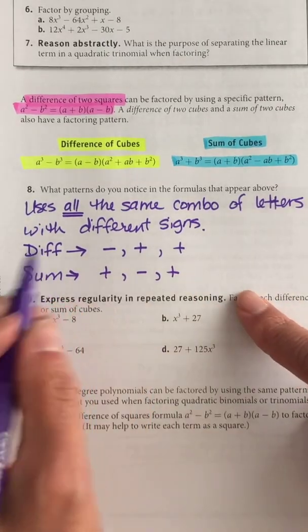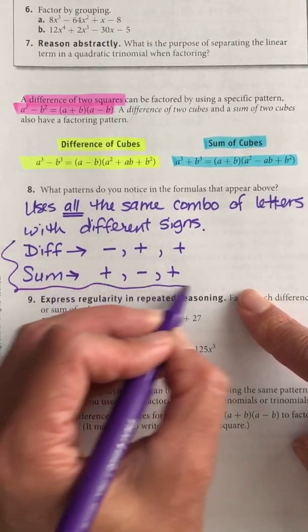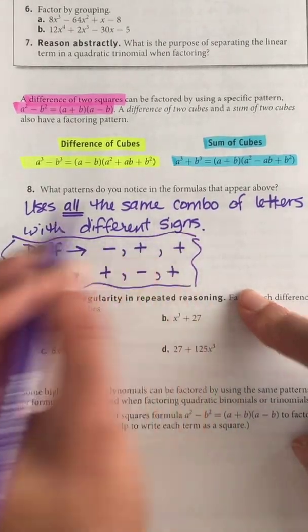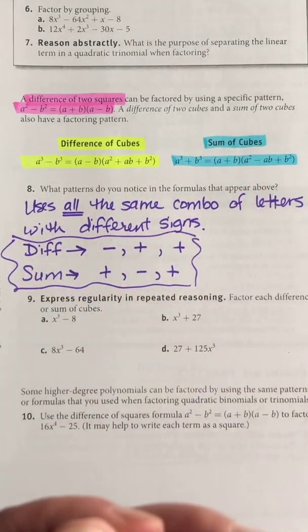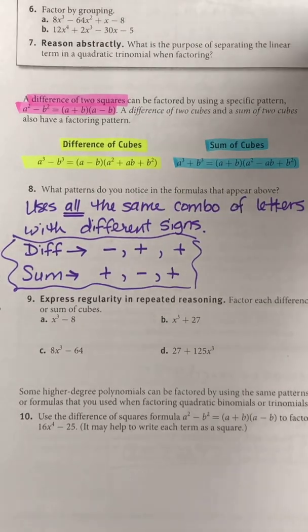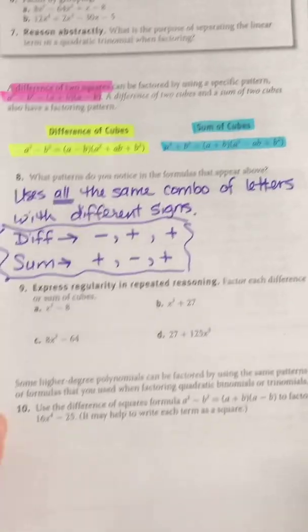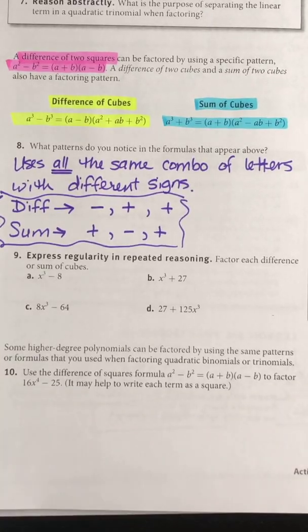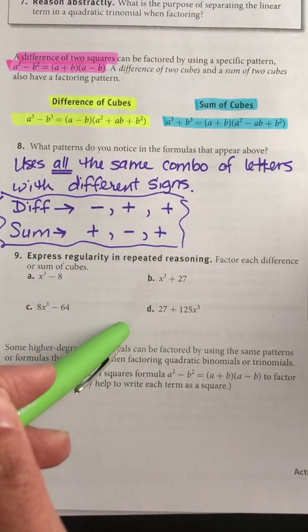Okay, so if we can remember these, coming up with a combination of letters is easy to remember. Remembering the signs is what's hard. Okay. All right, so it says in number 9, factor each difference or sum of cubes. So there's not a whole lot of room to work in this area, so I'm going to take it to the My Notes section.